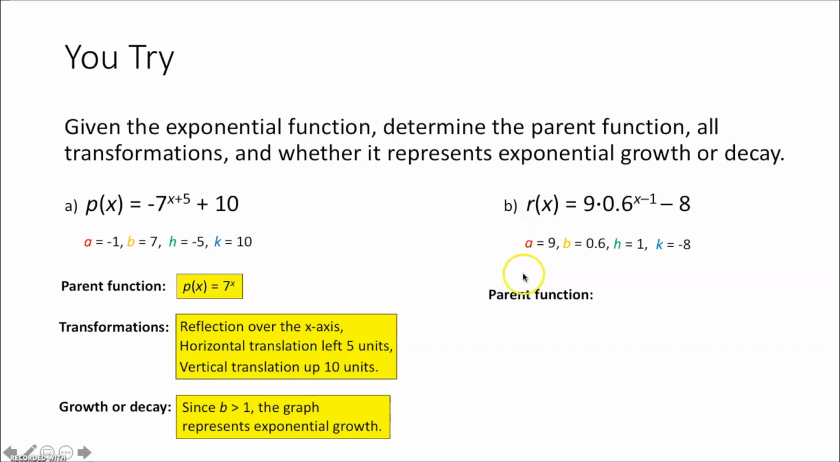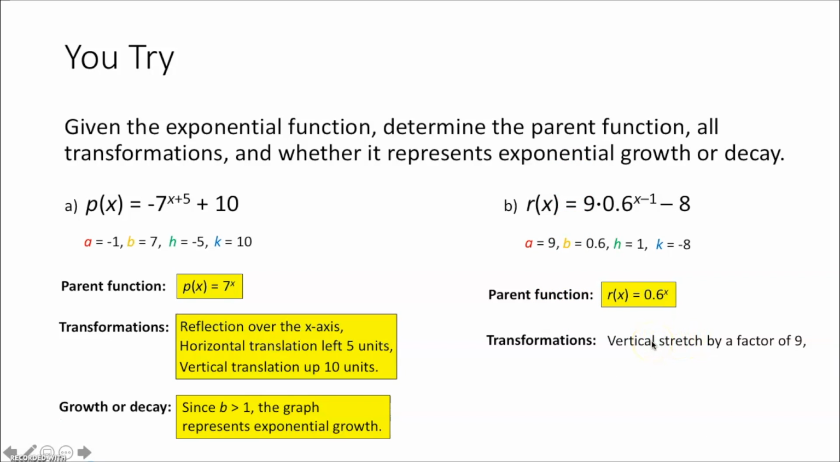Now let's go through and answer our question. So our parent function, if you were to take away a, h, and k, what are you left with? That's r of x is equal to 0.6 to the x power. That's your parent function. Now let's take a look at the transformations that are happening to this parent function. So your a value is 9. Okay, since it's positive, there's no reflection. But since it's bigger than 1, it's going to be a vertical stretch by a factor of 9.